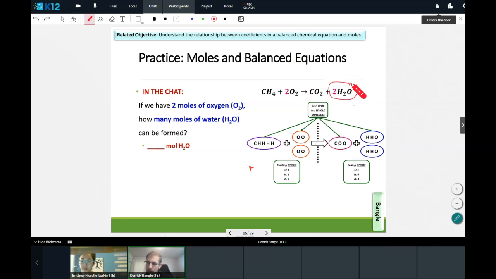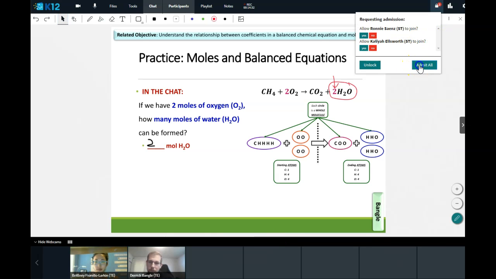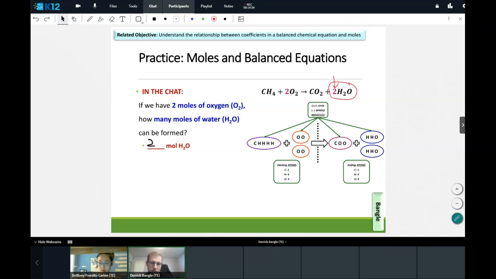All right, I've got Micah, Julia, Monse, Douglas, Landon. Yeah, exactly. It's going to be 2 moles of water. All right. This will become more like second nature to us the more we practice this.